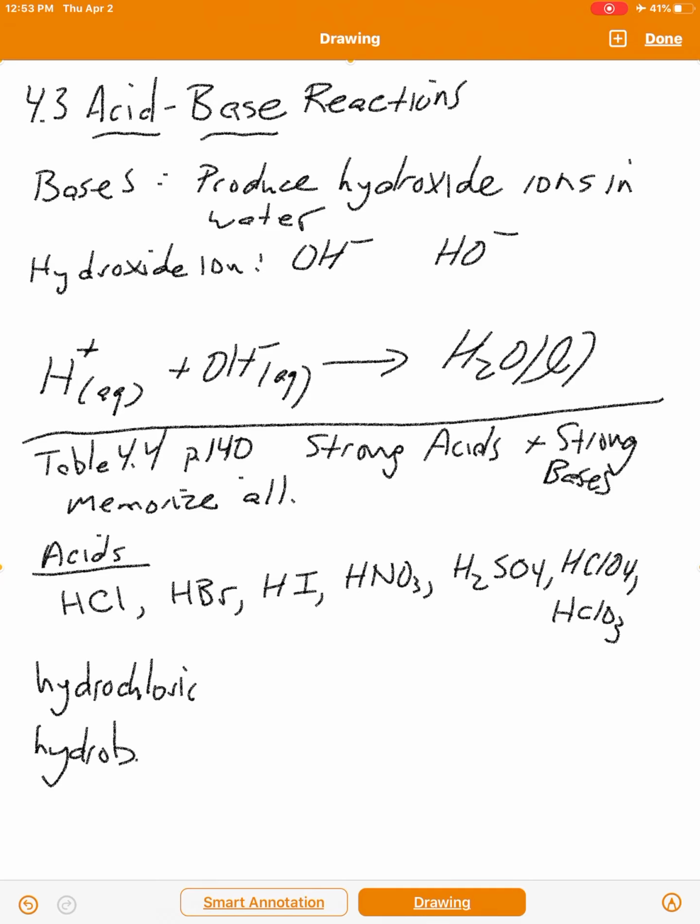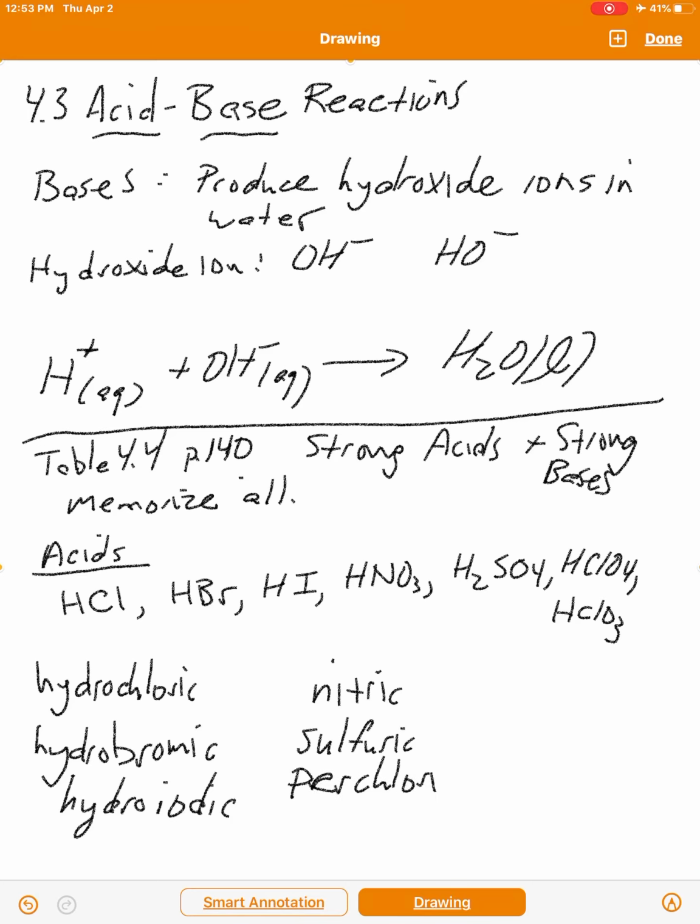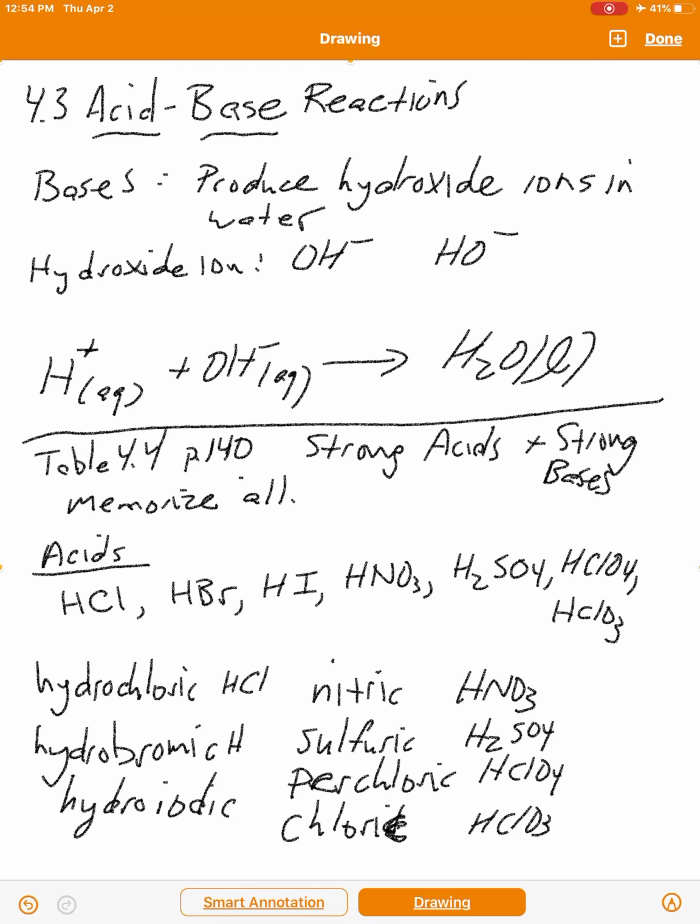hydrobromic, hydroiodic, nitric, sulfuric, perchloric, and chloric. Chloric is the HClO3. Perchloric is the HClO4. Sulfuric is the H2SO4. Nitric is the HNO3. And you can see that hydrochloric is the HCl. Hydrobromic is the HBr. And hydroiodic is the HI.